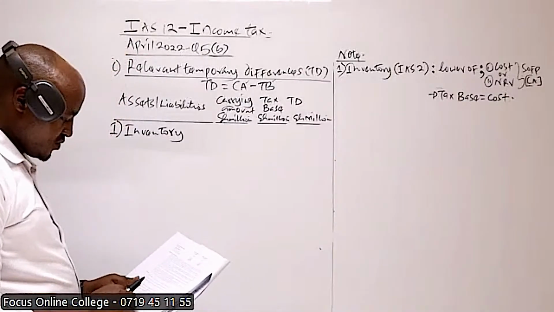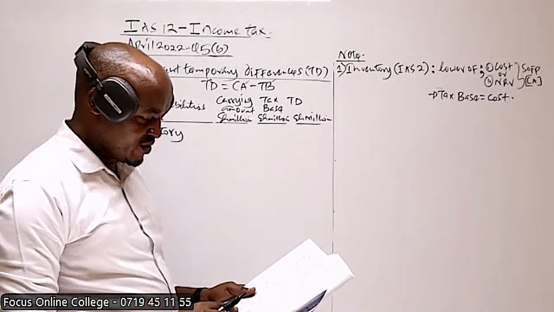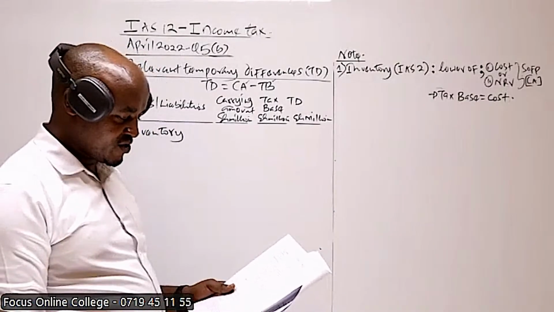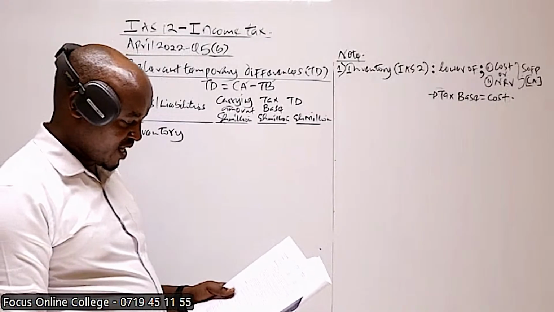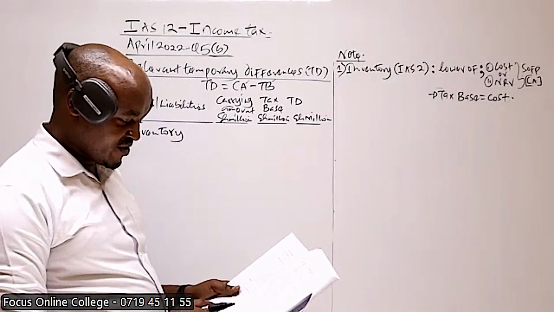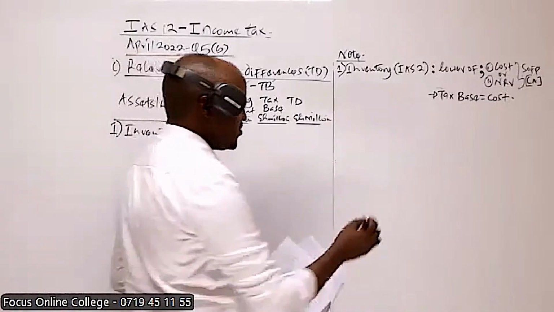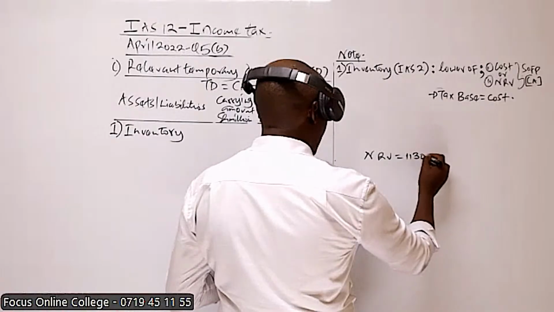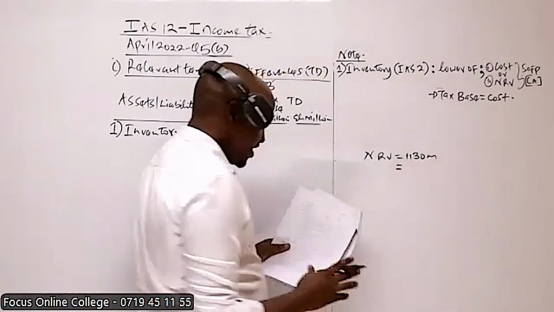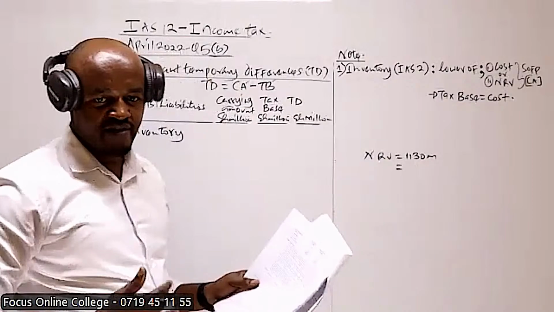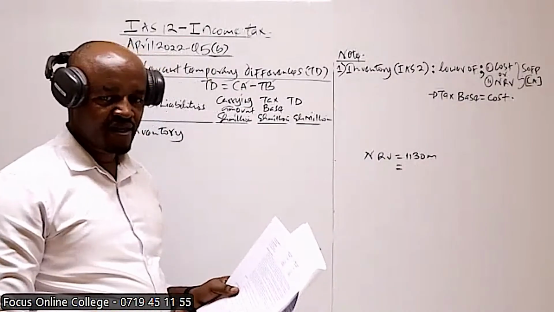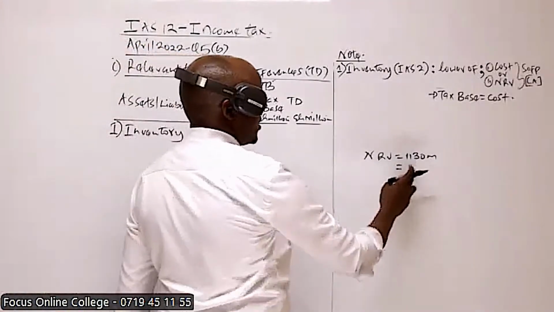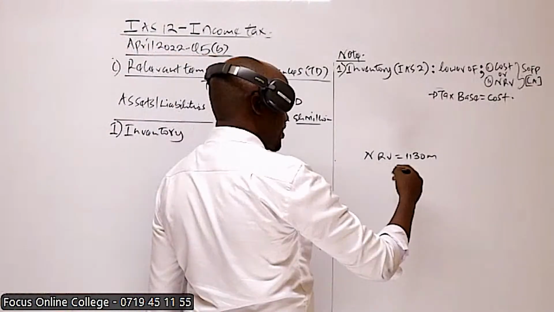Now, let's go back to the information given in note 1. We are told the inventory is stated in the statement of financial position at the lower of the two values. Then in sentence 2, the company wrote down its inventory by 120 million to a net realizable value, which is 1130 million. In arriving at this value, the inventory was written down, reduced by 120 million.